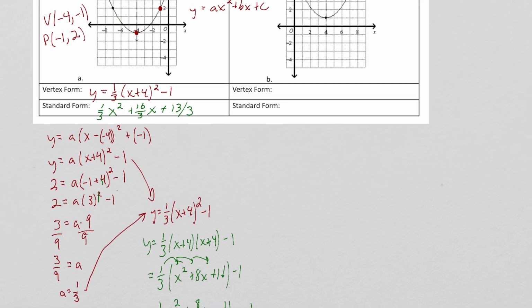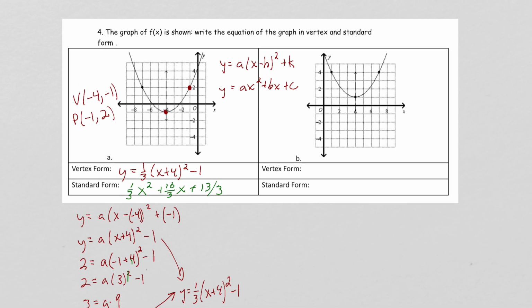And you can do the same thing for this one. I'm not going to make the video because this one is very, very similar. You use the vertex here. That gives you your h and your k value. And then you use this point right here or that point, either one. It doesn't matter to get the other one.